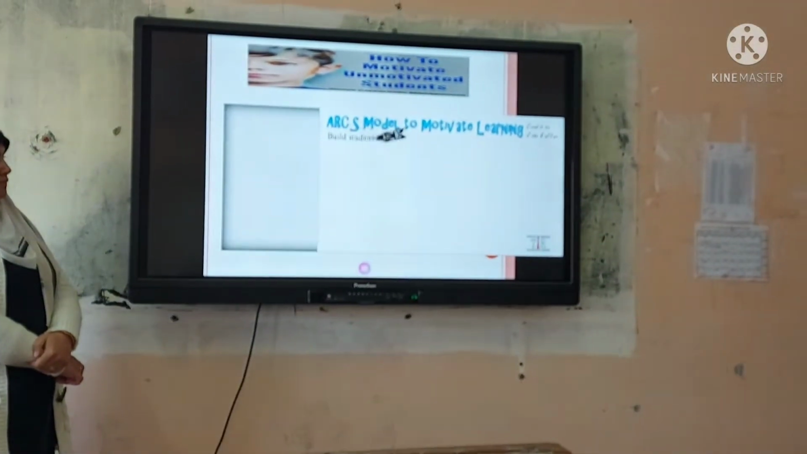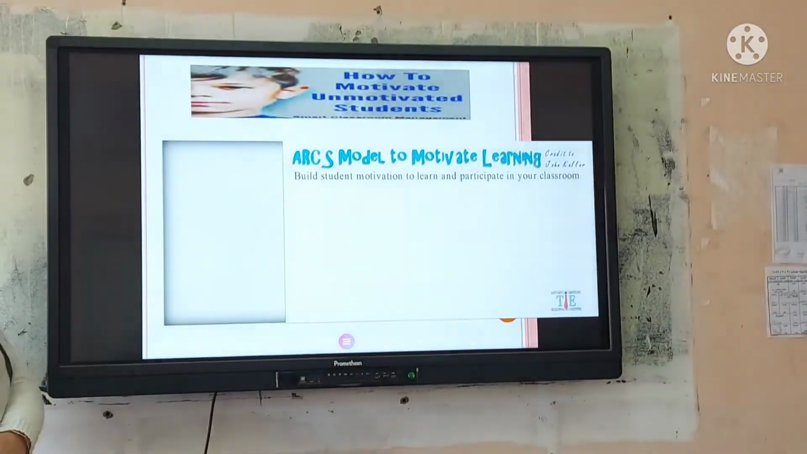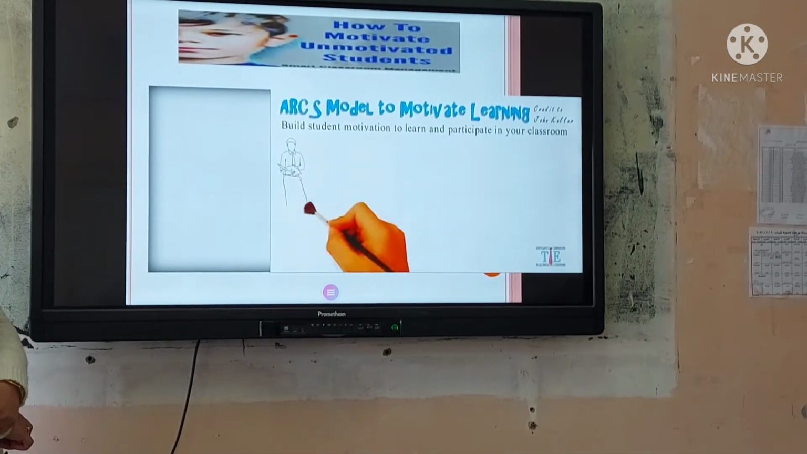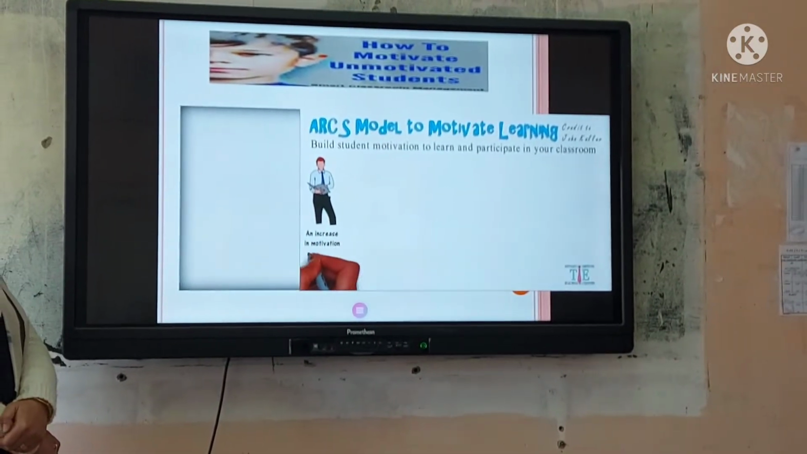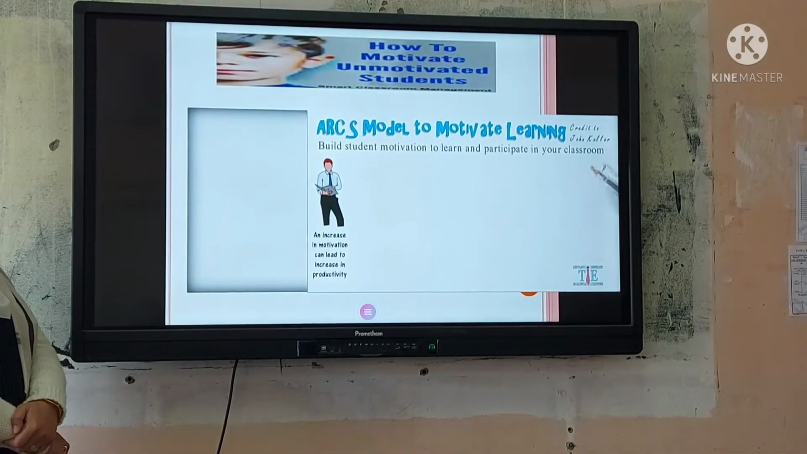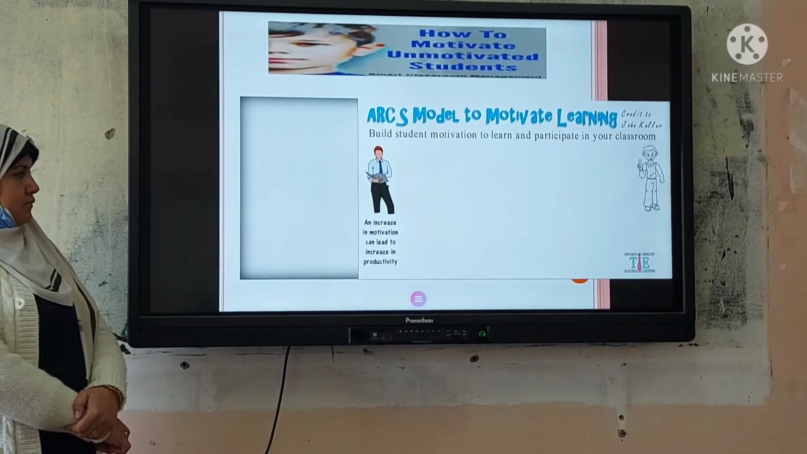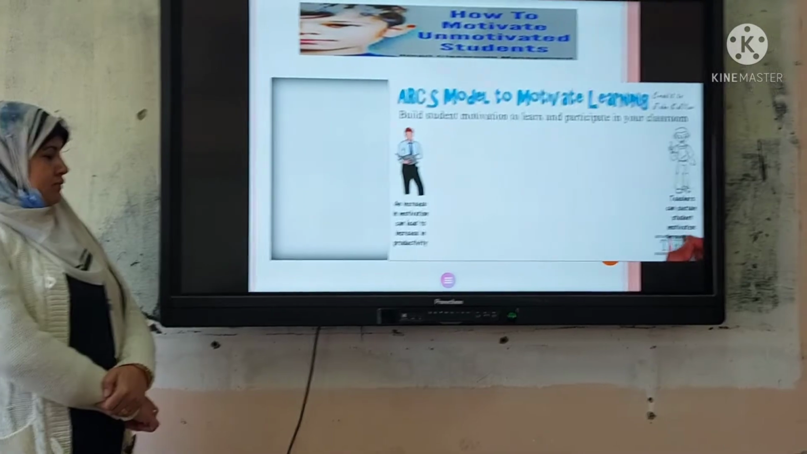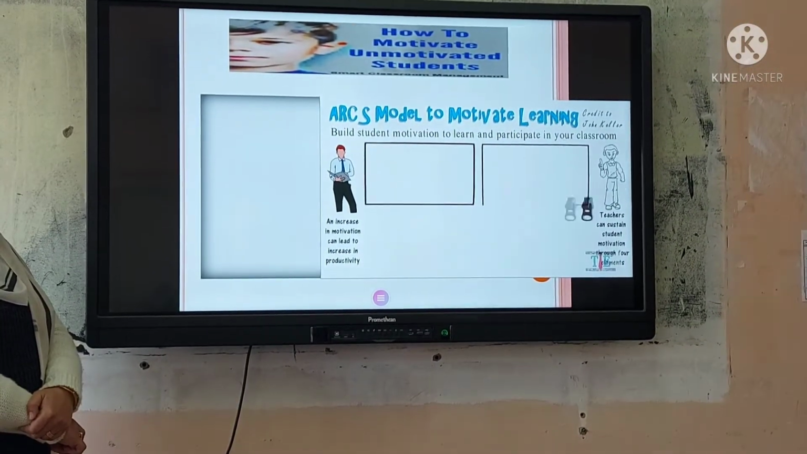Build student motivation to learn and participate in your classroom. Some teachers can't get their students to learn because they just can't motivate them. The idea is that an increase in student motivation will lead to an increase in student productivity. What can you actually do to get your students motivated and keep them motivated? Well, teachers can get and sustain student motivation through these 4 upcoming elements brought to you by John Keller.